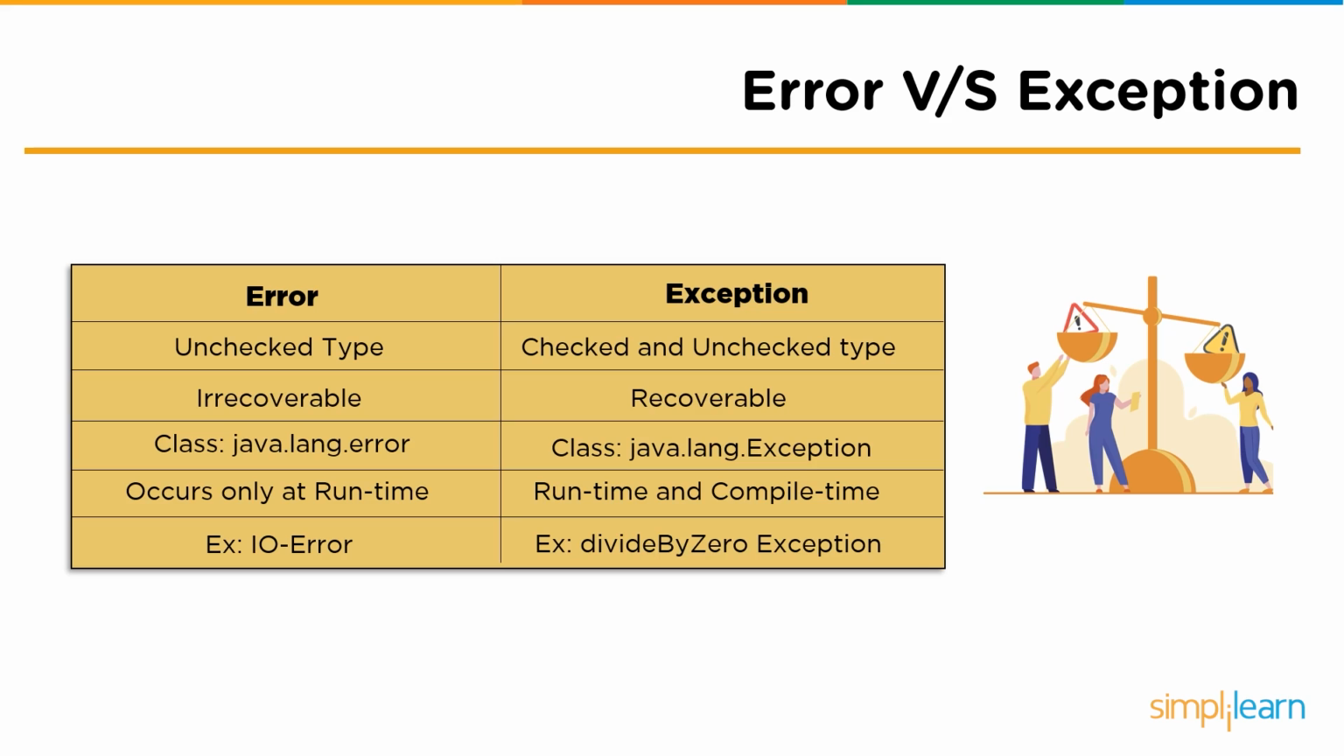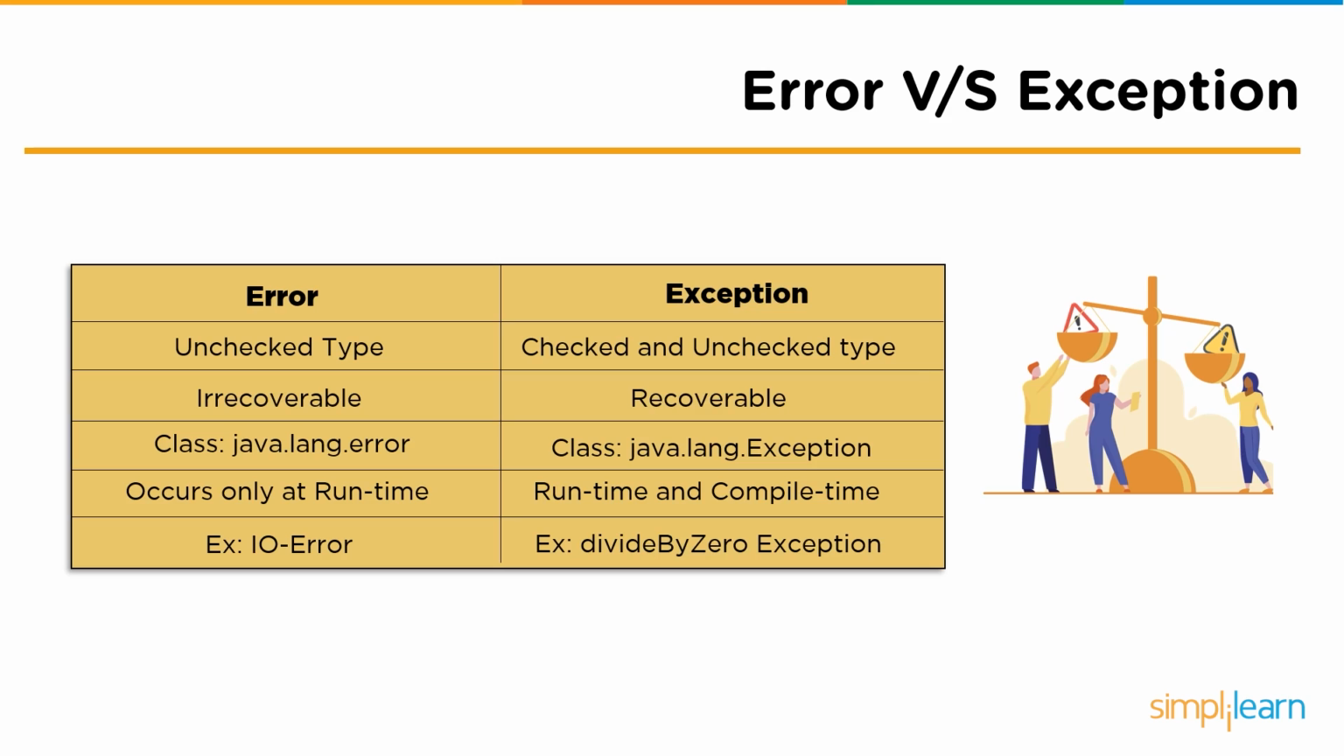Followed by that, the third difference is, an error belongs to the package called java.lang.Error. On the other hand, an exception belongs to the class java.lang.Exception. The fourth difference says that an error can be encountered only during the program's runtime, whereas on the other hand, an exception can be expected both during the runtime as well as the compile time.